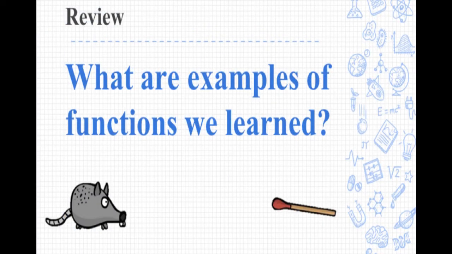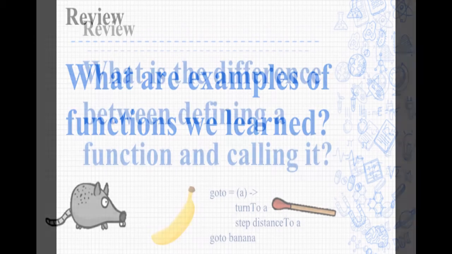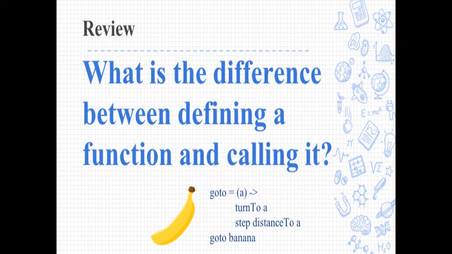What are examples of functions we have learned in the past? Examples include step, turn, turn to, or step distance to. What is the difference between defining a function and calling it? Calling a function means using it in our code. Defining a function means creating it by writing the set of statements that tells the computer what to do when it is called.